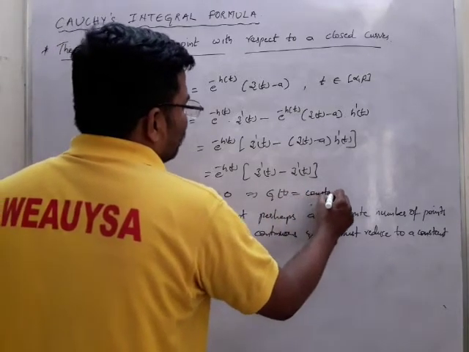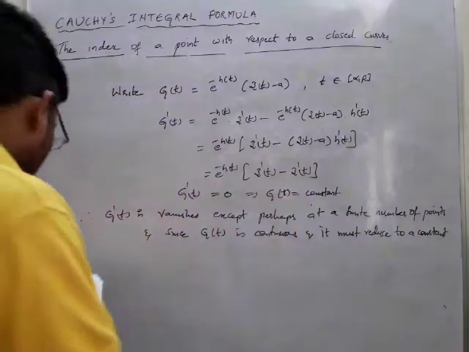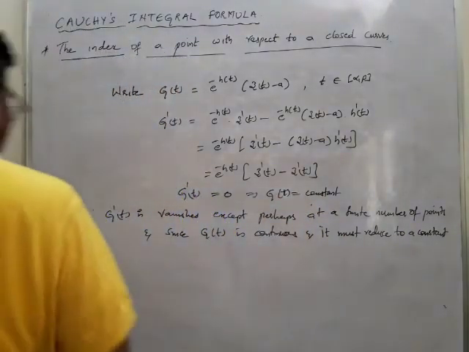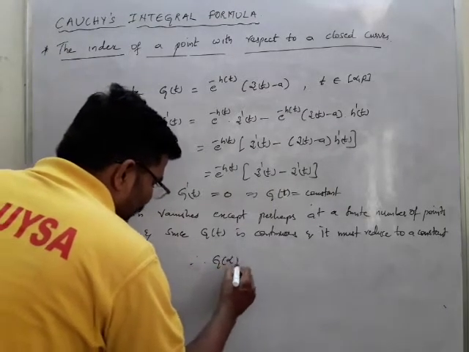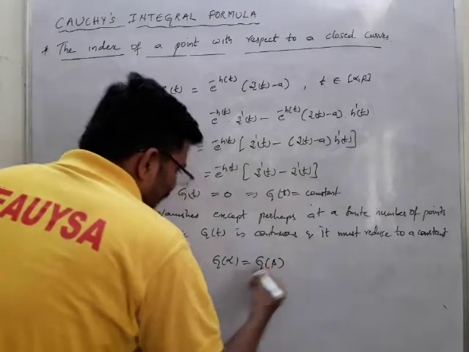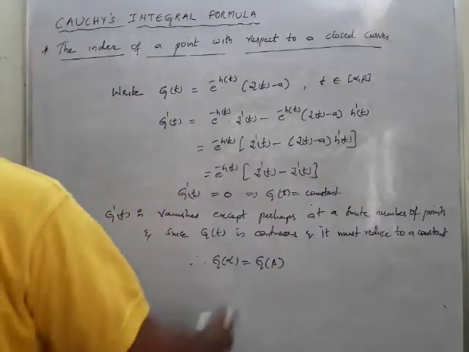You will get some constant. So what you got is g of t is nothing but some constant. Therefore, I can write g of alpha is equal to g of beta. Okay, g of alpha is nothing but equal to g of beta. So I can write it in this form.